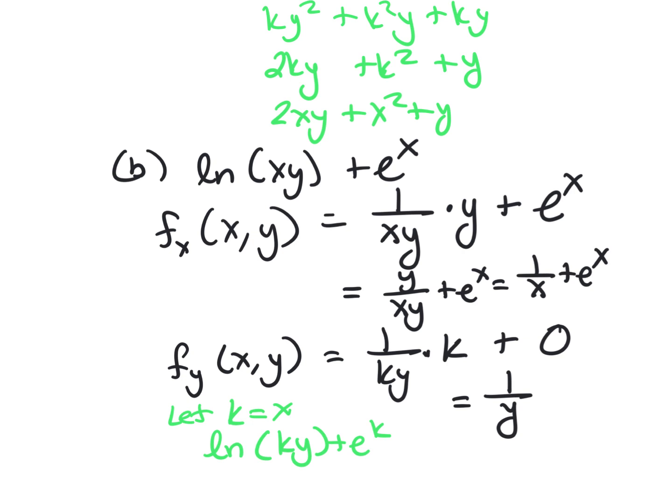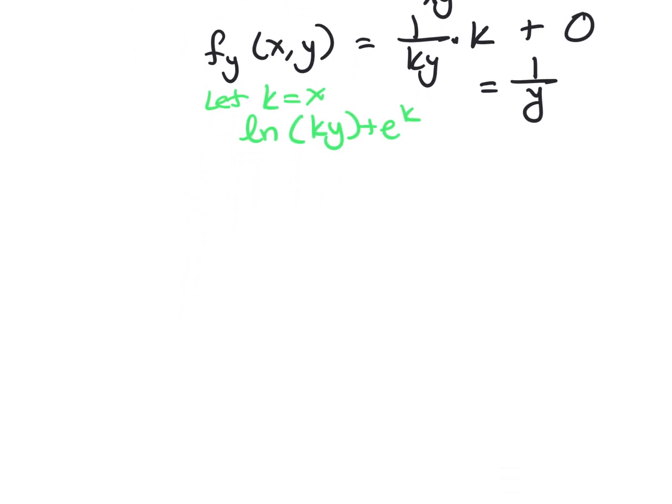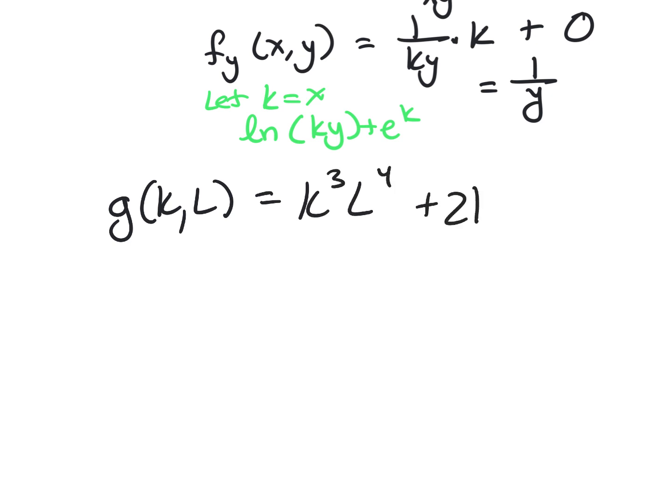Okay, so those are the partial derivatives. I'll send you my work so you can see C, D, and E after you try it. But let's do number 4. Same idea, partial derivatives. The function g is in terms of k and l, and it equals k to the third, l to the fourth, plus 2k minus 7l. This is just like the problems above, except instead of x and y, we've got k and l. First you're going to find the partial derivative with respect to k.